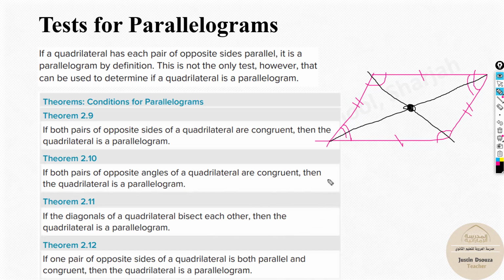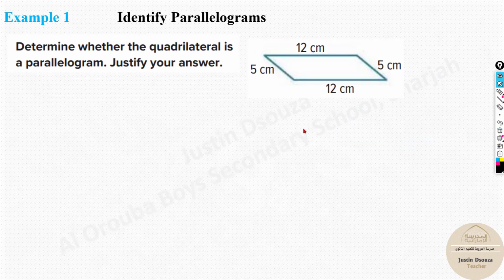And the last one: if one pair of opposite sides of a quadrilateral is both parallel and congruent. Now this is very important. Imagine this and this. If I know they are parallel to each other, absolutely parallel, and they are congruent, in the sense of the same distance, then also this is a parallelogram. Why? Because if these two are equal and parallel, then the slopes of the other two will also be the same. That means they are parallel and the length is also the same. So we will do various tests now in different types of problems.